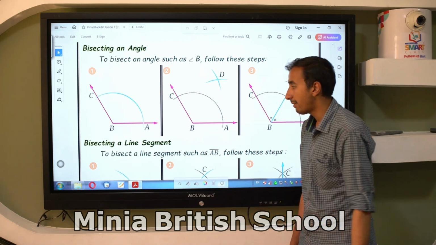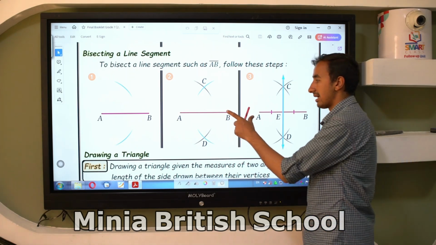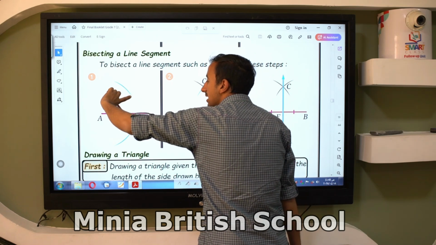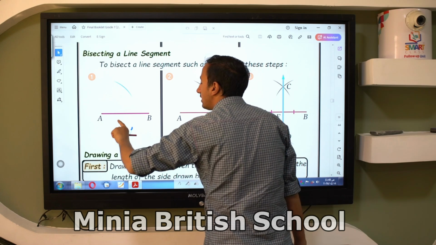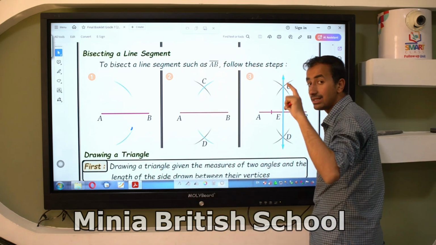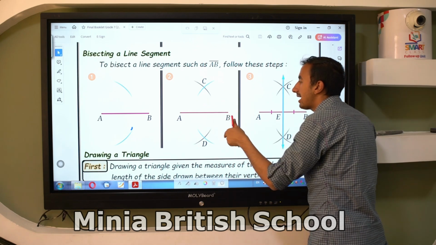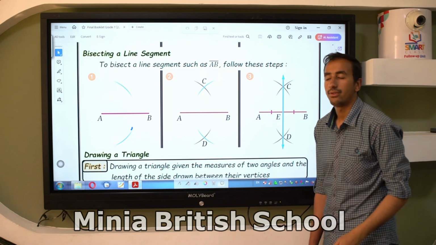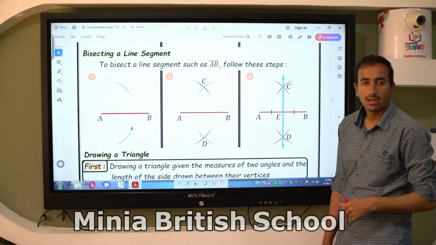Okay. Here we have bisecting a line segment. How to bisect a line segment? Draw a line segment of a given length. Open the compass and, starting from A, arc up, arc down. From B, with the same opening, arc up, arc down, and join the 2 intersecting points of the arcs by a straight line. It means the bisector of the line segment.